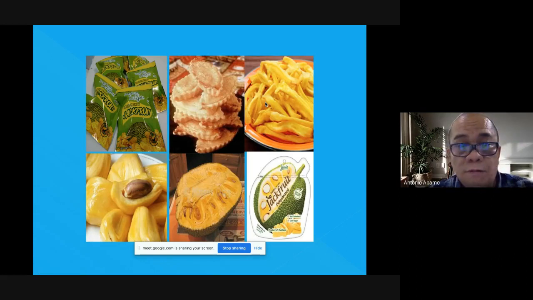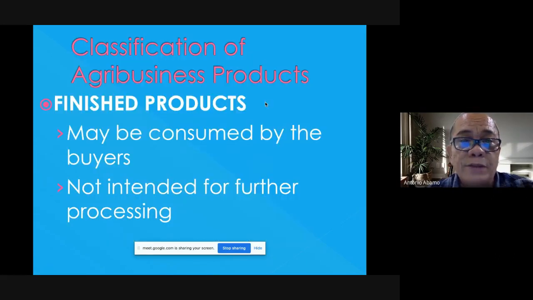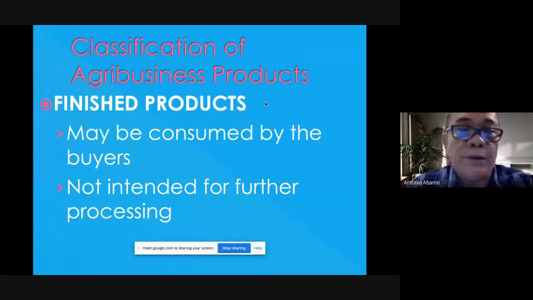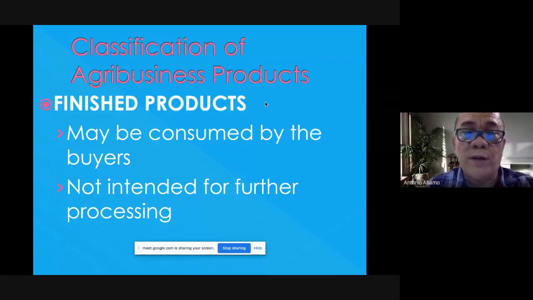So the next type of agribusiness product classification is finished product. This finished product can be consumed by the buyers already. It can be readily used for whatever purpose it may serve. But it's not intended for further processing. Once it is finished, that's the end point of that particular product. It's ready to eat or ready for use, whatever intended utility it may serve.